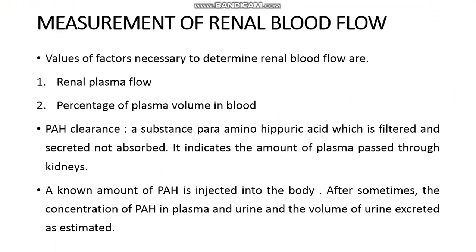The substance called para-amino hippuric acid is filtered and secreted, but it cannot be absorbed. So this para-amino hippuric acid can be filtered through the kidney, but it is not absorbed. Based on how much PAH is present in the plasma, or how much of this plasma is passed through the kidney, we can calculate the PAH clearance.